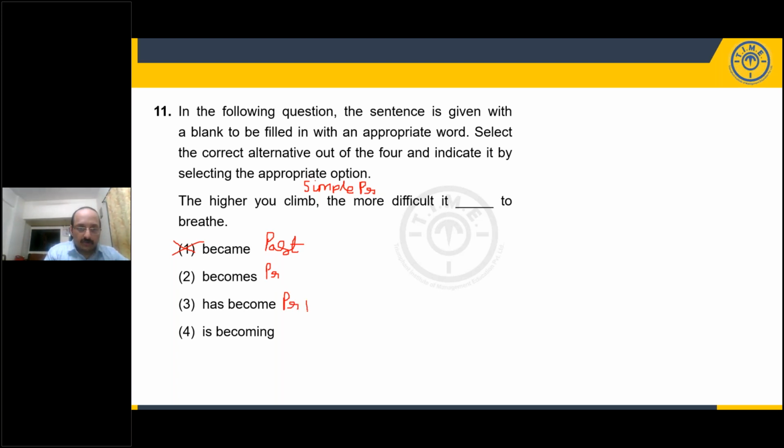So had become is wrong. Is becoming is present continuous. But again, I don't need present continuous. I need simple present. So this one also becomes wrong. Just 1 second. So my answer would be option number 2. All right. The higher you climb, the more difficult it becomes to breathe. Simple present. Something like the more you read, the more you learn. It's just something on those lines. The simple present. Option number 2.